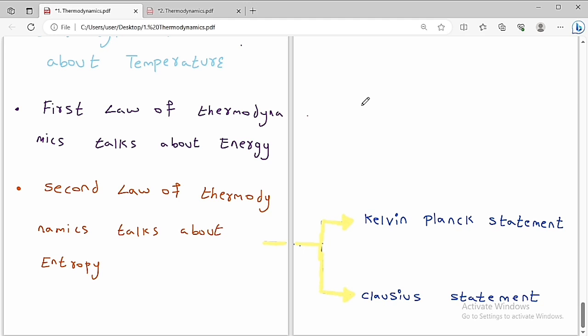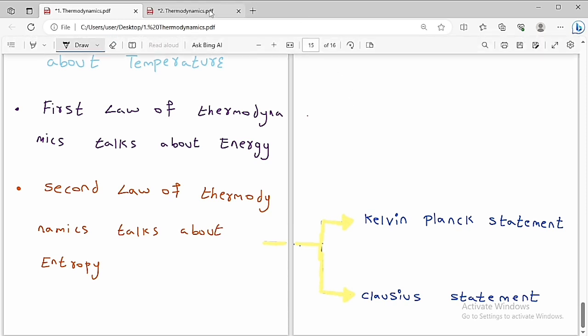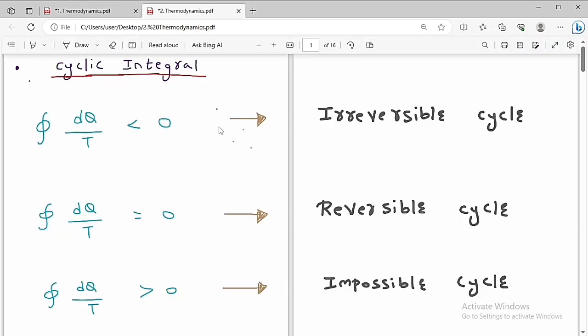Whenever there is a temperature difference between two bodies, heat flow will happen. And naturally, heat is going to flow from the high temperature body to the low temperature body. If you want to transfer heat from a low temperature body to a high temperature body, you definitely require some external work to be done on the process, or an external agency must be required, then it will happen.